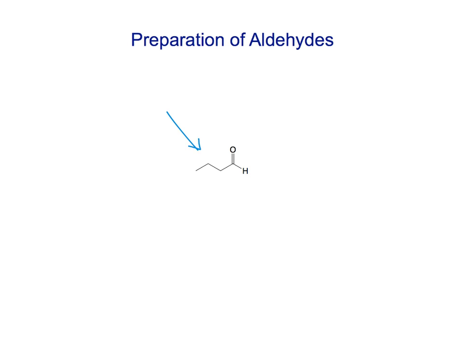Right, so we could make that from this alcohol. What would we use to do that? PCC. PDC is another one, but I don't think they usually use that in here. But pyridinium chlorochromate. Pyridinium dichromate is another reagent, but I haven't ever seen it in these books.